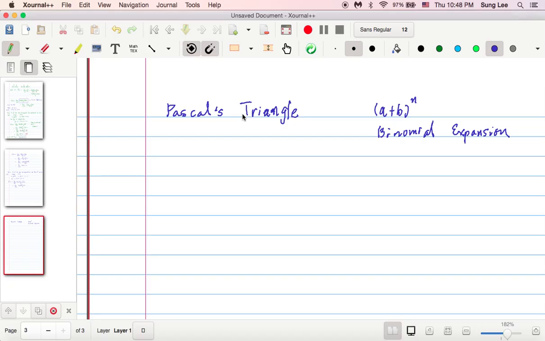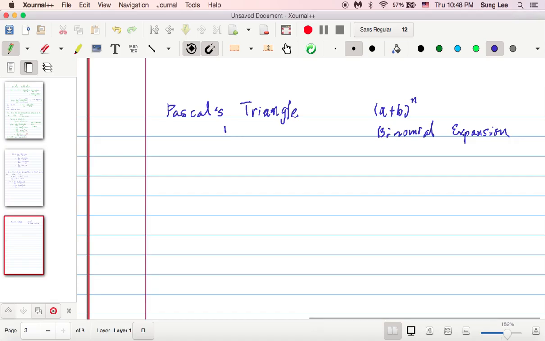Okay, probability, because he was interested in the winning odds of, say, card games, gambling. That's what I read. That motivated him to think about probability. Okay, interesting. So what is this Pascal's triangle? Here's how it goes.